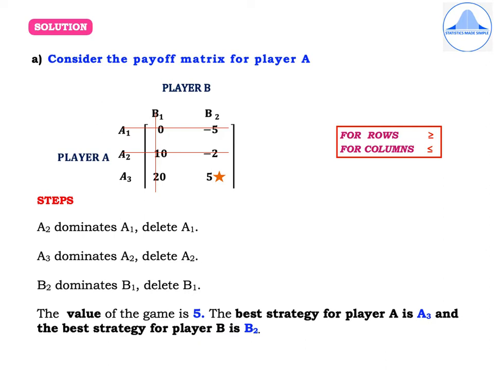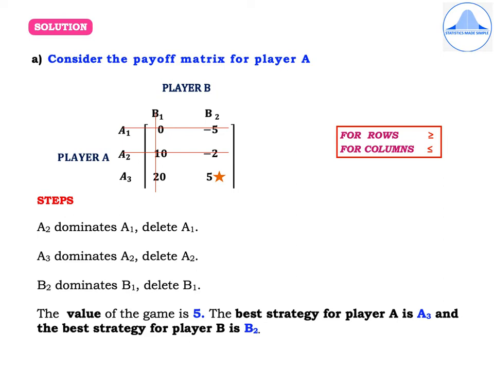Solution. Write the first subdivision. Let us consider the payoff matrix for player A. So write the payoff matrix which was given, that is player A has the strategies A1, A2, A3, player B has the strategies B1 and B2, and the different payoffs are 0, -5, 10, -2, 20 and 5. This is given to us in the problem. Now at this side, for our understanding, for rows we will write greater than or equal to, and for columns we write less than or equal to.